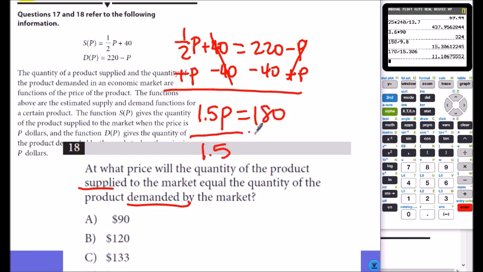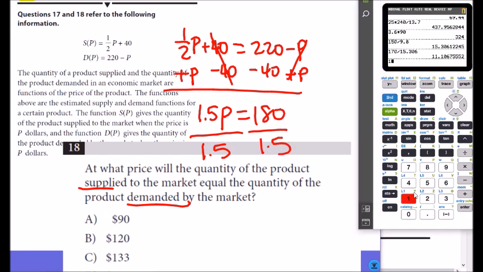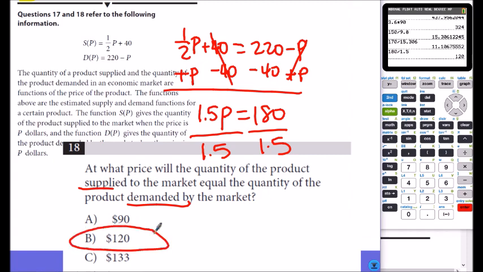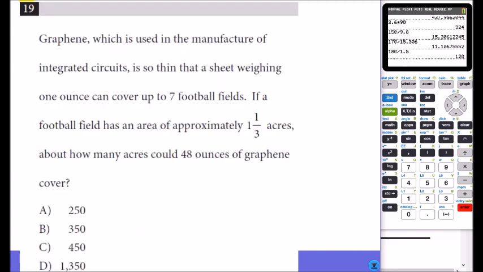So I divide by 1.5 on both sides. So 180 divided by 1.5 gives you 120. So it is B, 120. So $120, then they will have the same supply and demand. So we usually like to have more demand than supply to make revenue, right? If I remember economics correctly.